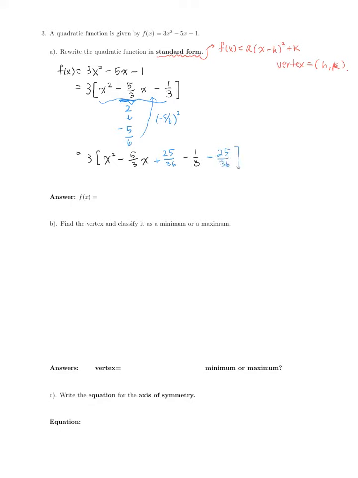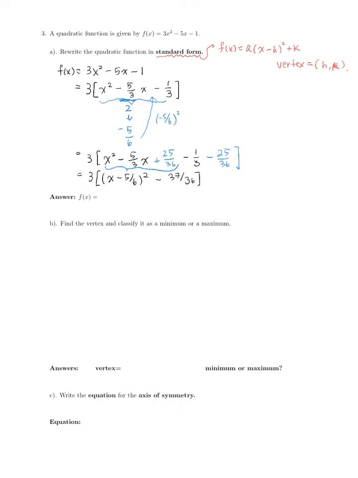Now this can be written as 3 times x minus 5 over 6 squared. That's gonna be the perfect square; these 3 terms make that into a perfect square. And then you still have negative 1/3 minus 25 over 36. If you compute that, you should get minus 37 over 36.